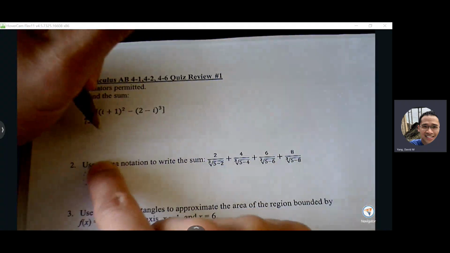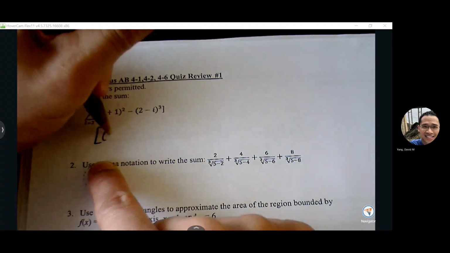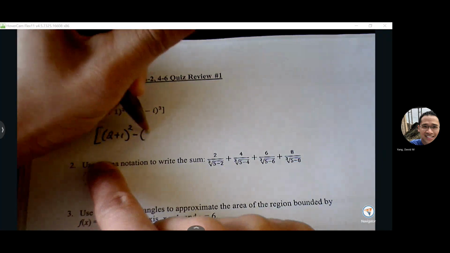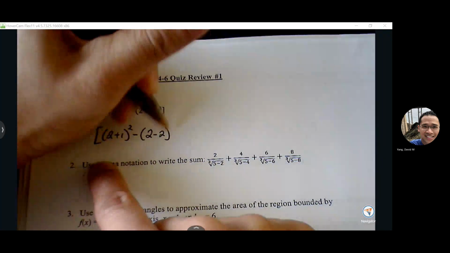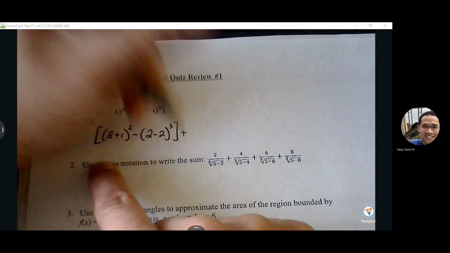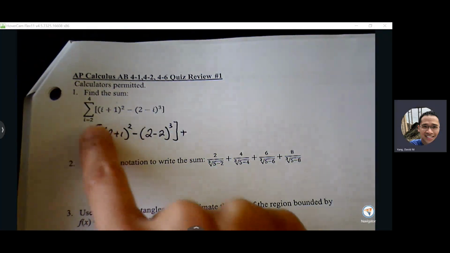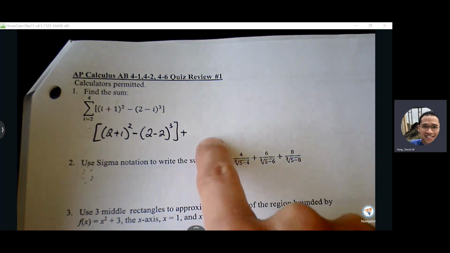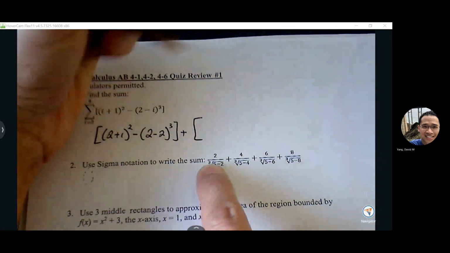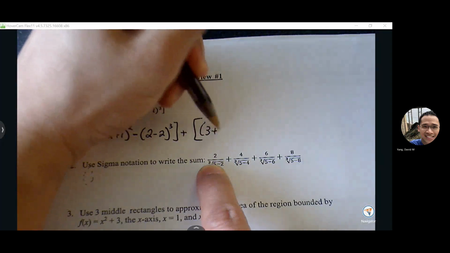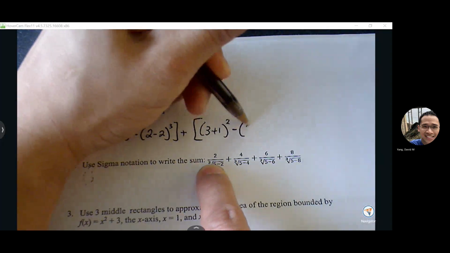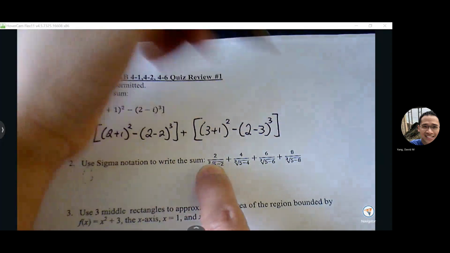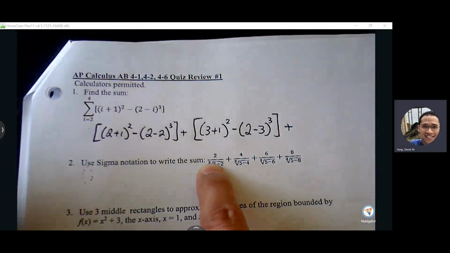So let's start with 2. After I replace all the i values with 2, I'm going to put a plus, then I'm going to move up to 3. And then finally move up to 4.